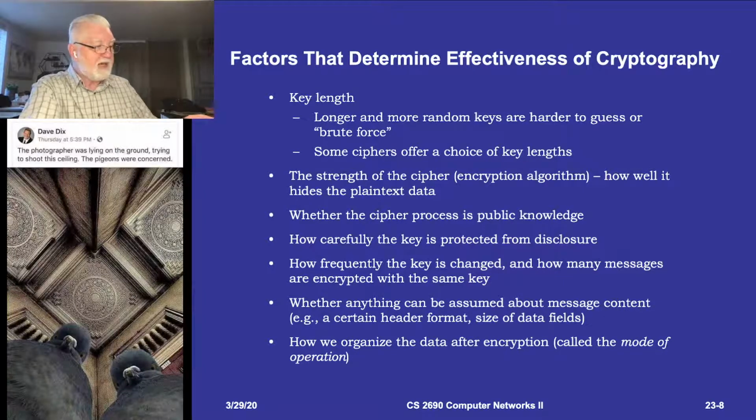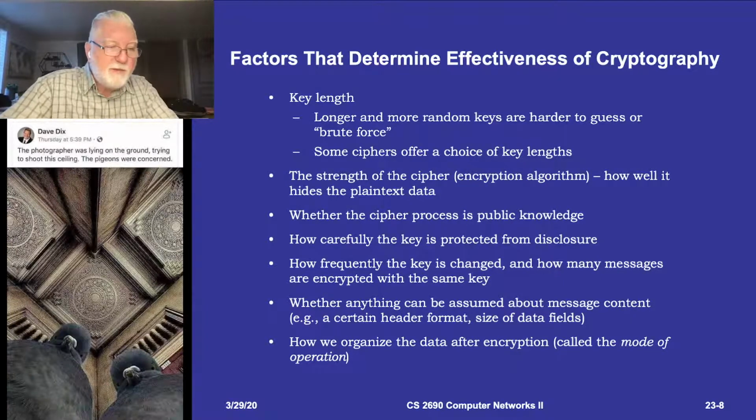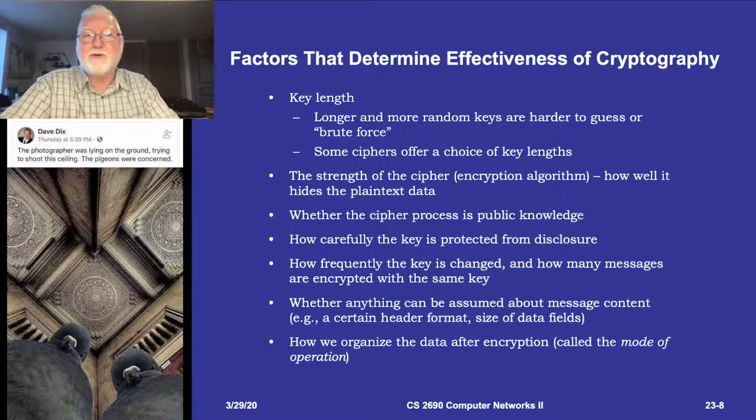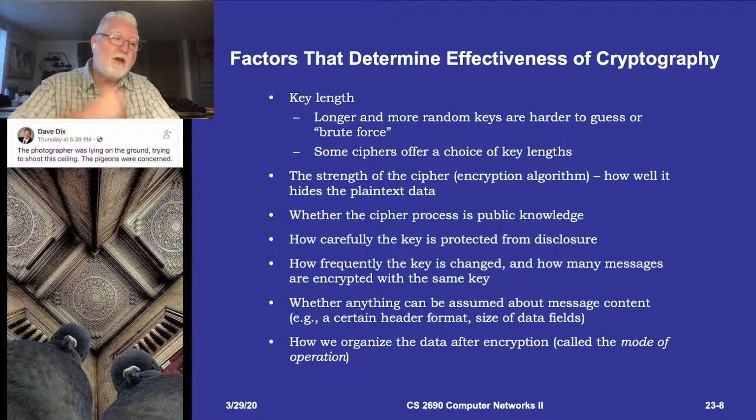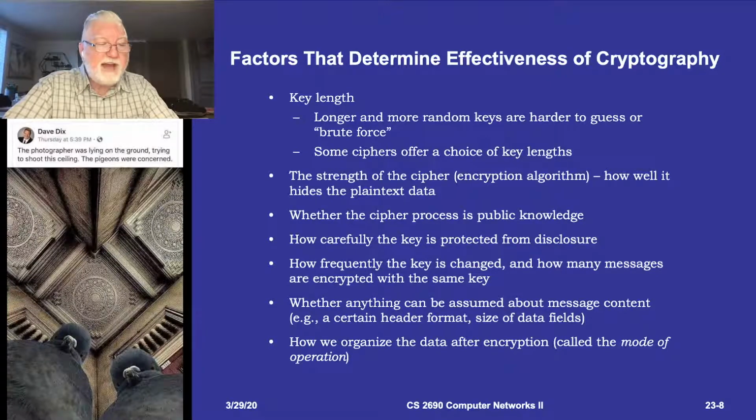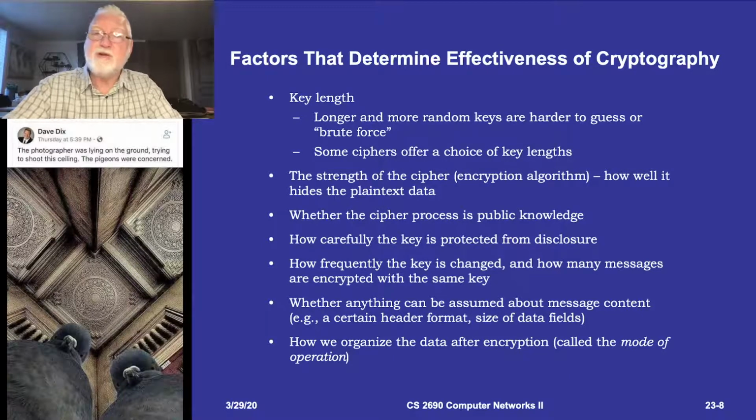I wanted to say you may encounter a question that looks something like this: which of the following is not a factor in determining how well an encrypted message is protected from disclosure? And again, I always hate the "which of the following is not" questions. But which of the following is a factor? Key length, that's the first bullet. The longer the key, the harder to brute force it. Whether anything can be assumed about the message content, it needs to appear totally random. So that is also one.